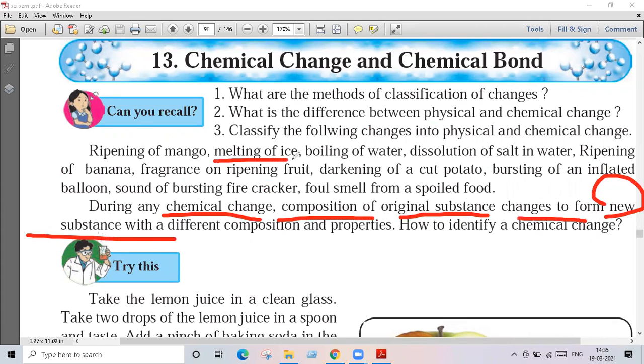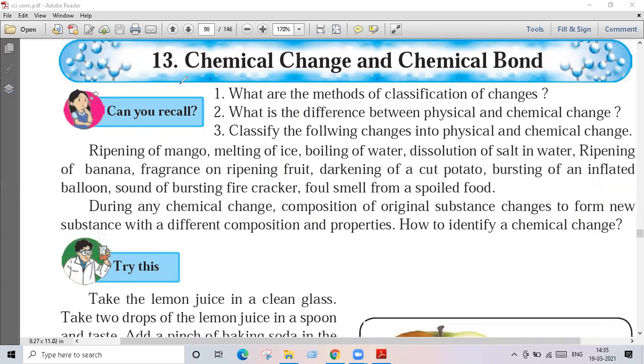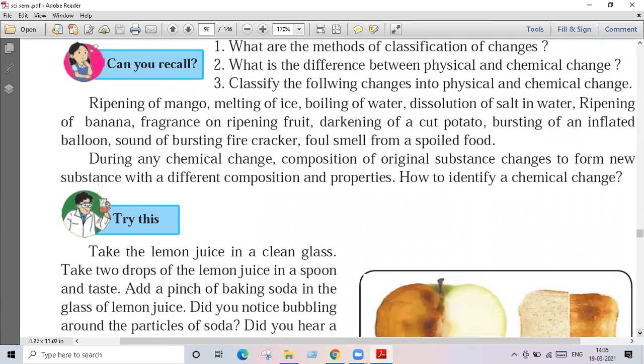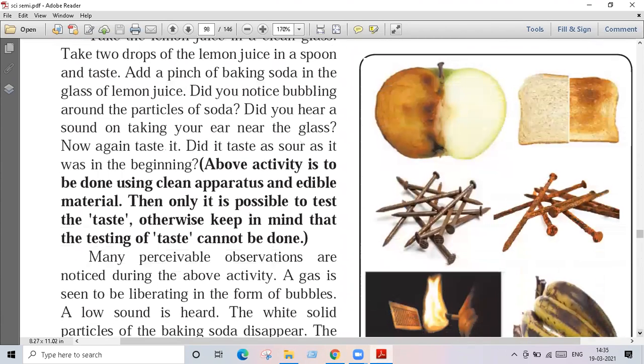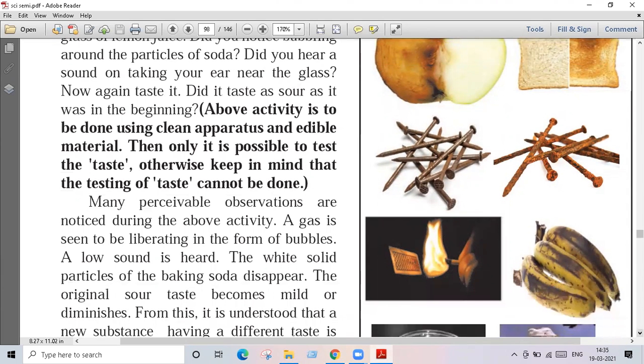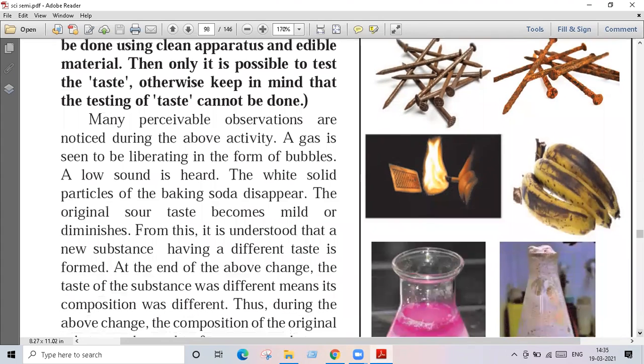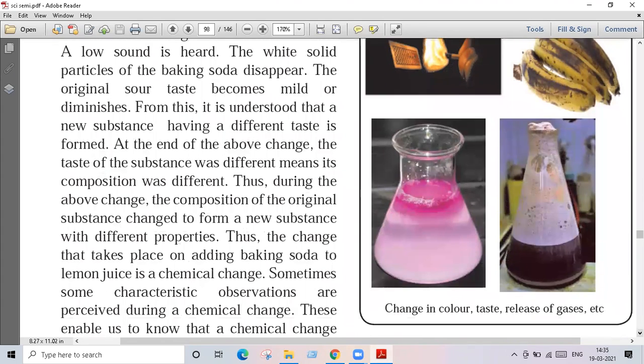Note that after melting of ice, you will only get water. There is no change. Milk will not become curd. So how to identify chemical change? Whenever there is a formation of new substance. What is the example? You must have seen an apple cut and kept, you can see, even the bread, iron. There is the rusting of iron. These are all the examples of chemical changes.